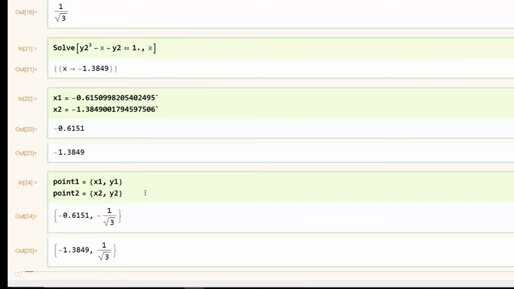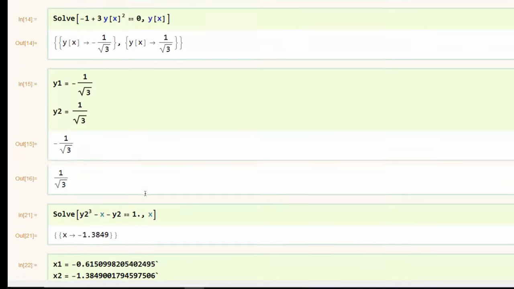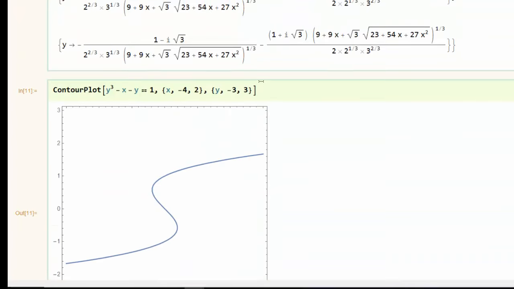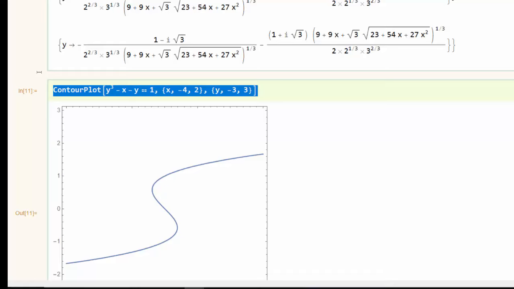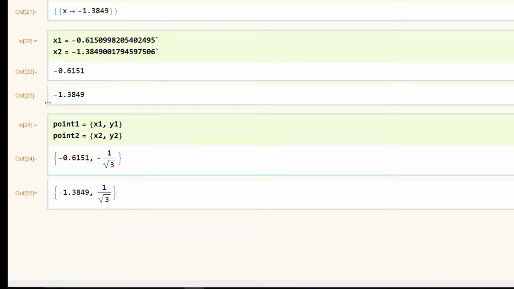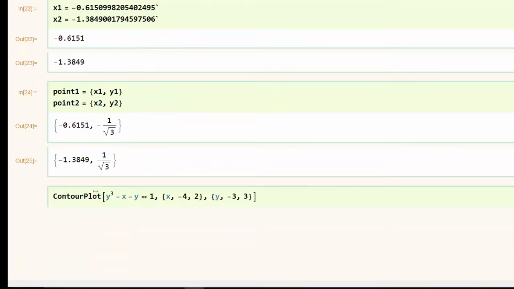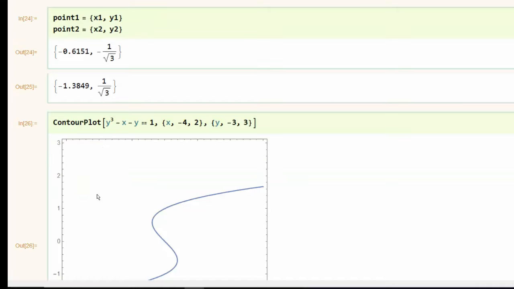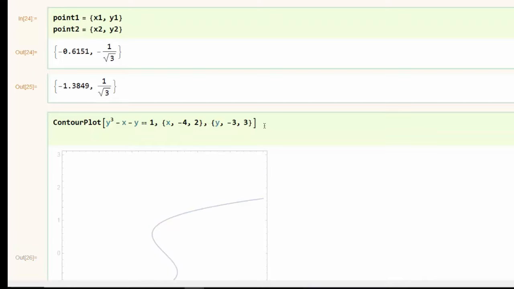But of course I really want to verify that. So what I will do is go back up to my curve. I'm just going to copy that whole line of code and bring it right down to the bottom here. Here is my contour plot. And I would like to plot the 2 points that I want to work with here. So here's what I'm going to do. I'm going to use the command Point, and that will generate points. The 2 points that I want to generate are point 1 and point 2. Those are my 2 points.